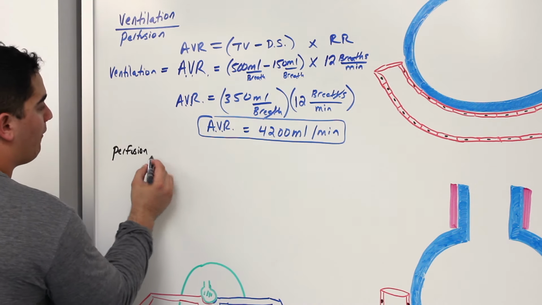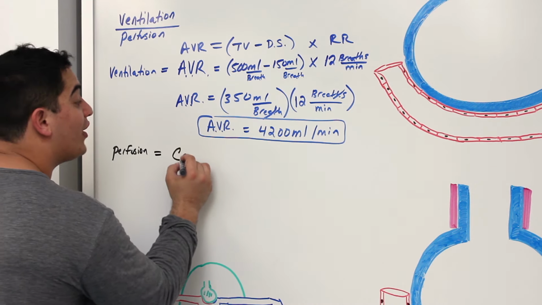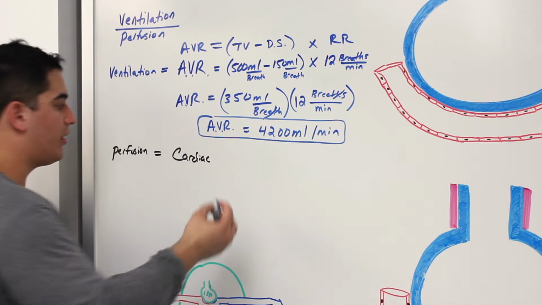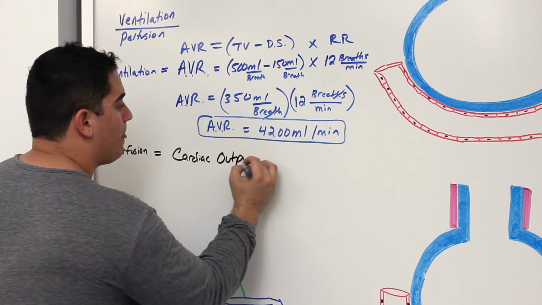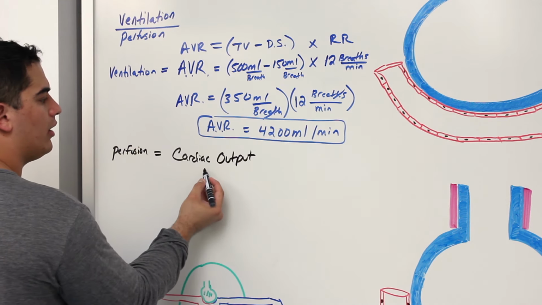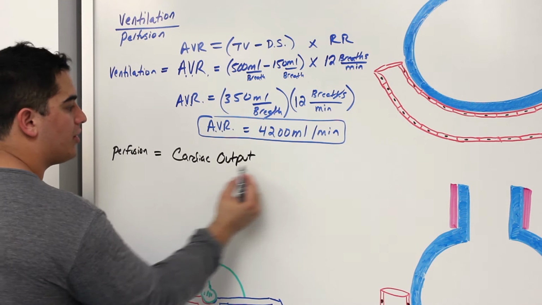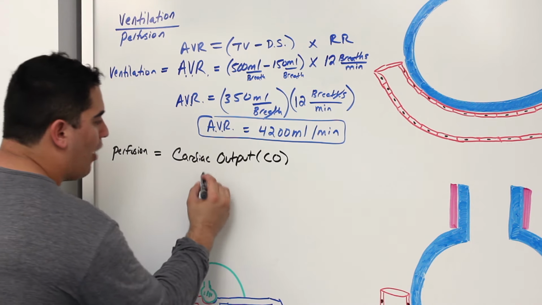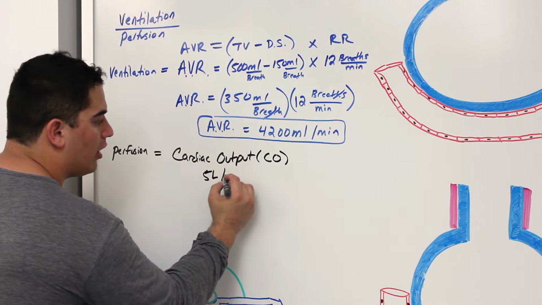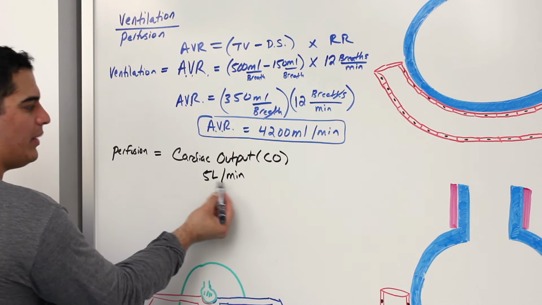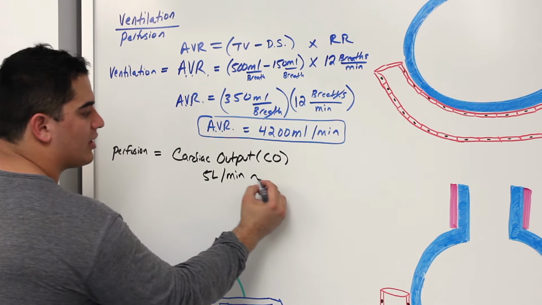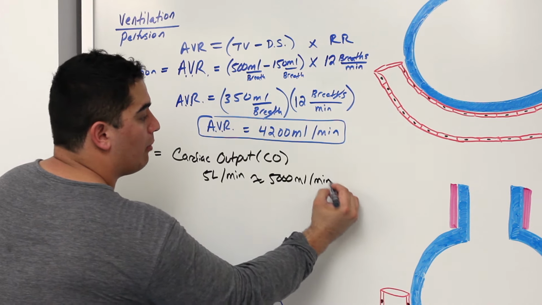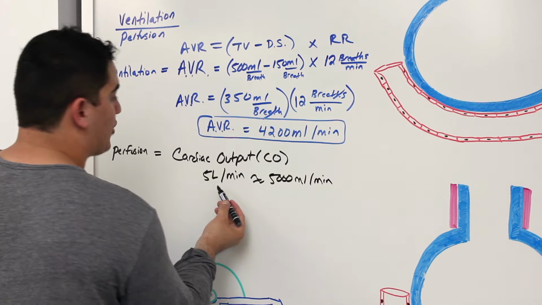So if I do this, perfusion we define as our actual cardiac output. If you guys have watched our cardiovascular videos, you'll understand that. So here's our cardiac output. What's normal cardiac output? We're going to denote this as CO. Cardiac output is about 5 liters per minute, and if we want to have the same units, this is approximately 5,000 milliliters per minute. Okay, that's our actual cardiac output.